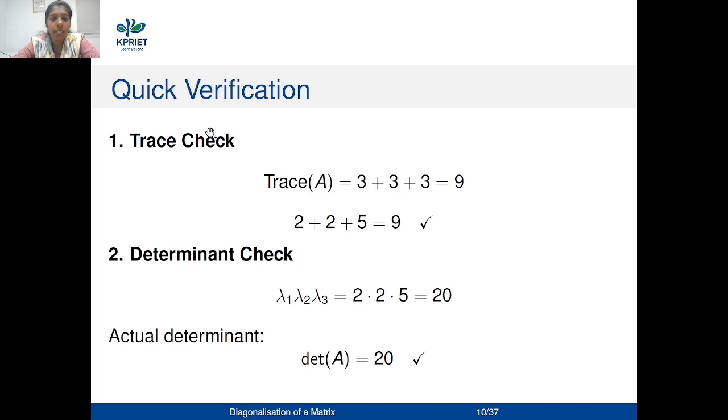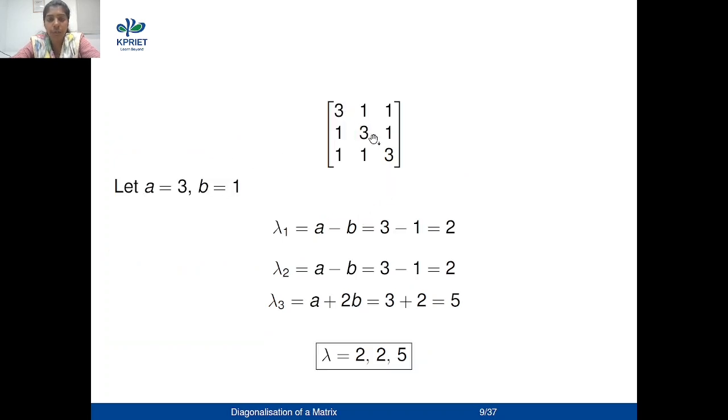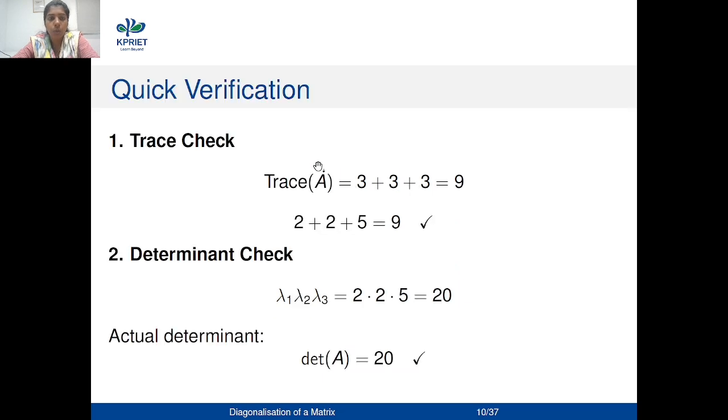Now let us have some important properties that the matrix has to follow. In this problem, the trace of the matrix is 3. Every trace of the matrix should be equal to the sum of the eigenvalues. According to this problem, the eigenvalues are 2, 2 and 5, so the sum is equal to 9. So the first trace property has been checked.